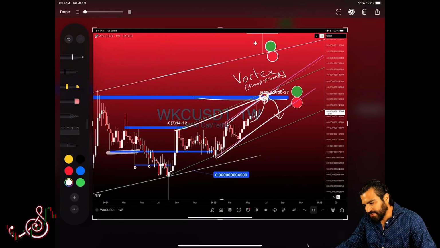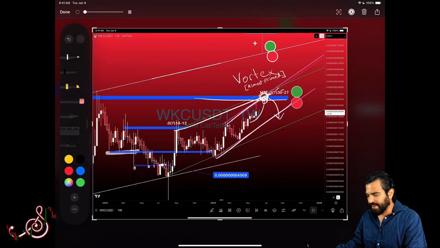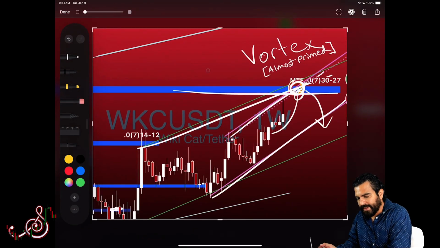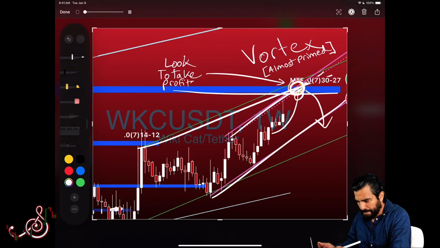So therefore, I'm going to put more stress on using this area as a profit-taking zone. Okay, I'm going to put some text here. Look to take profits. You guys all got this? Does anybody have questions? I hope this map helps. These are some of the things I see in the future. Look to take profits. Okay.